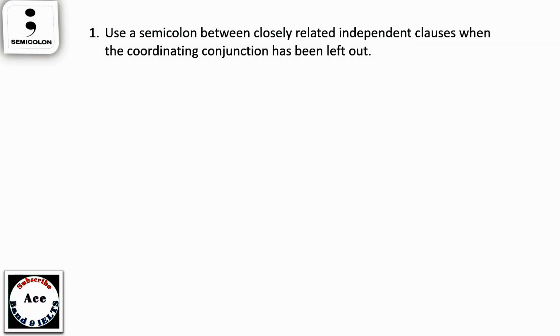Now, let us look at the rules for a semicolon. A semicolon joins two independent statements which are related. So this is the major difference between the comma and the semicolon. You use a comma to join a subordinating clause to an independent clause. But you use a semicolon to join one independent clause to another independent clause.